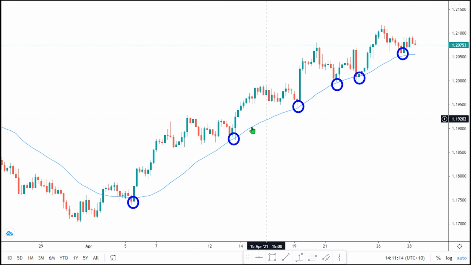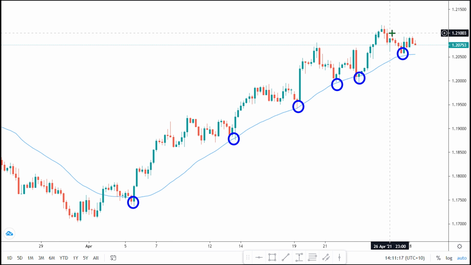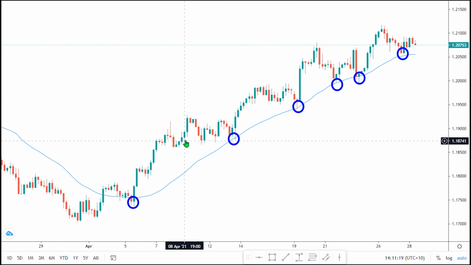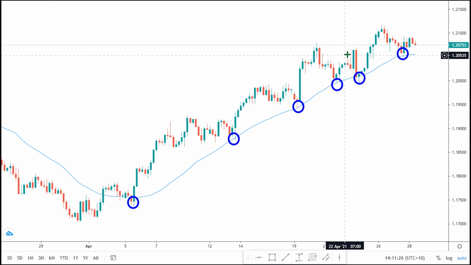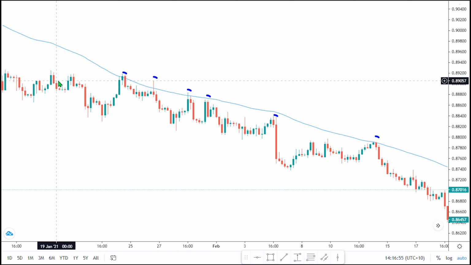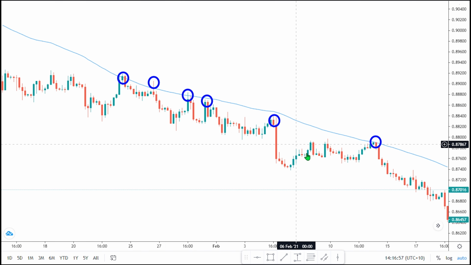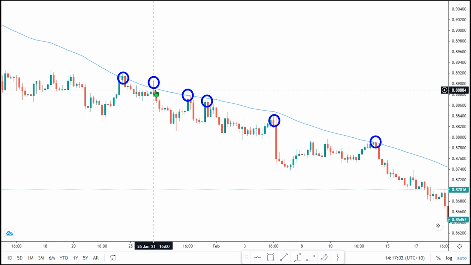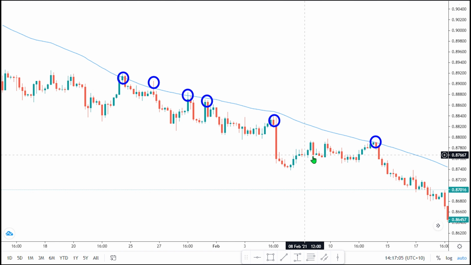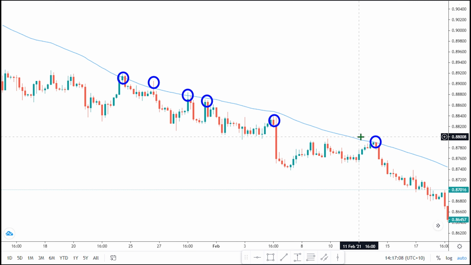As we can see on this bullish trend, whenever price makes a pullback to the moving average, price finds support. And this transformed the trend into a more bullish rally. Same applies to the bearish rally we have here. The moving average rejected price into more bearish trend after a pullback testing the moving average.